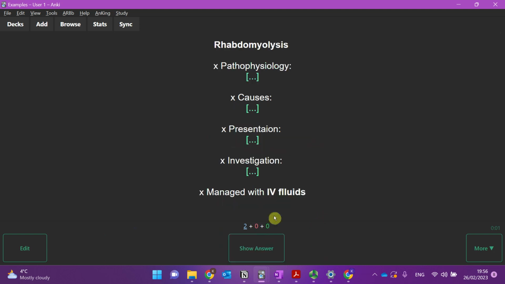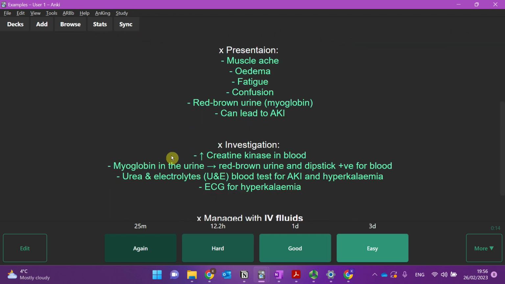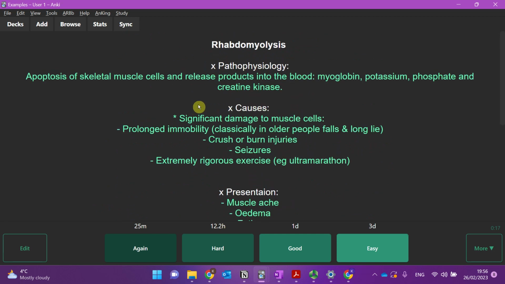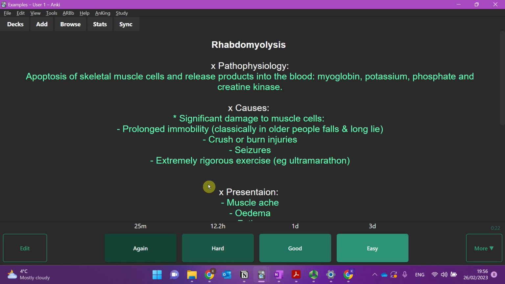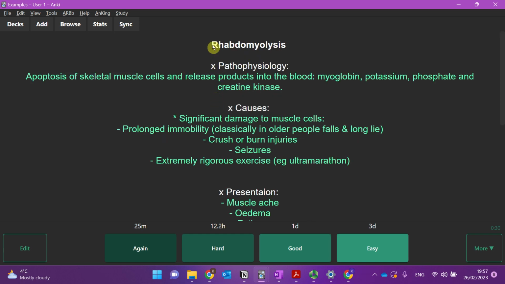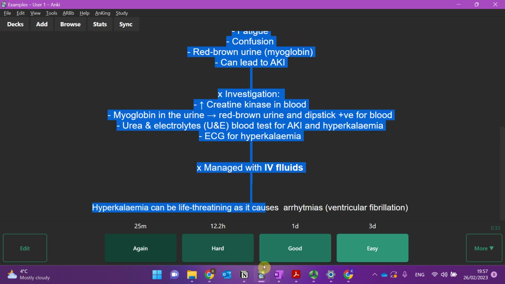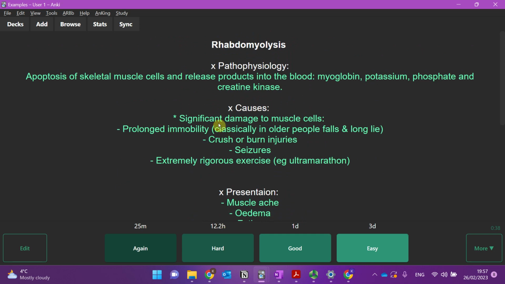Okay, another example, rhabdomyolysis. So pathophysiology, causes, presentation, investigations, and management with fluids. And again, it's a similar sort of thing. Now, some people might find that this is a lot of text and a lot of information to remember in one card, which is understandable. I don't tend to find it a lot of information because I've done the card enough times that I just go for a quick run through all these different things. But if you think this is a lot, you can always edit it.